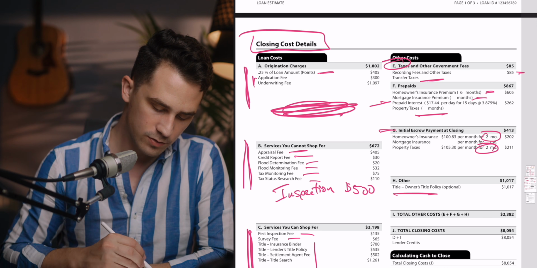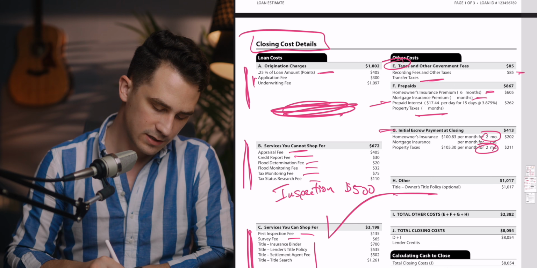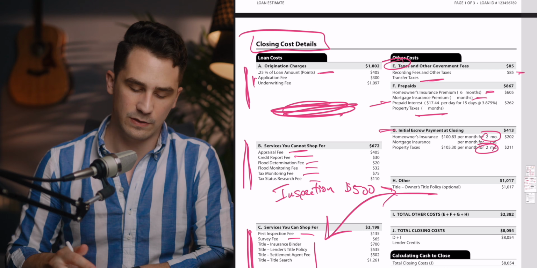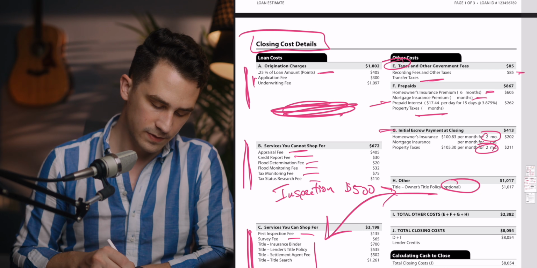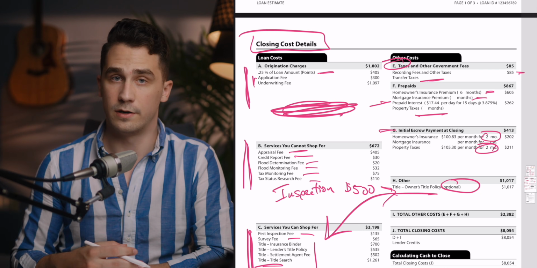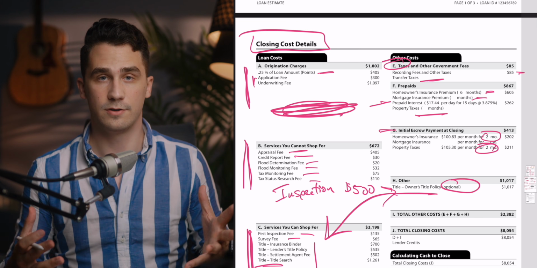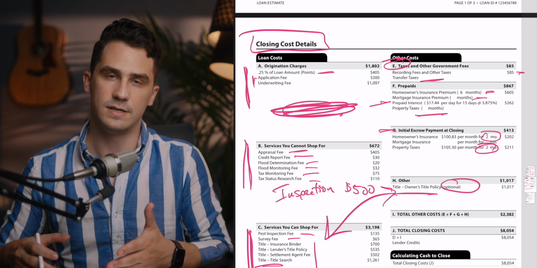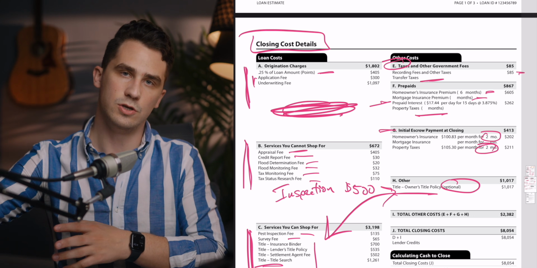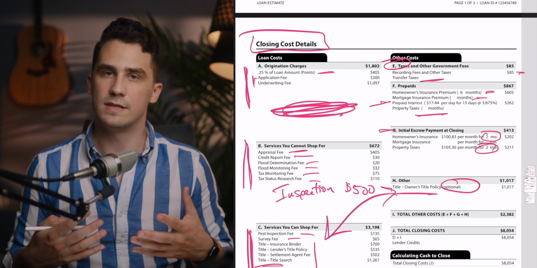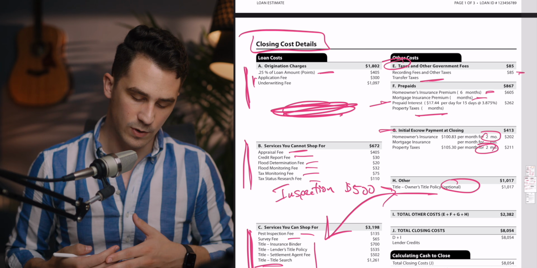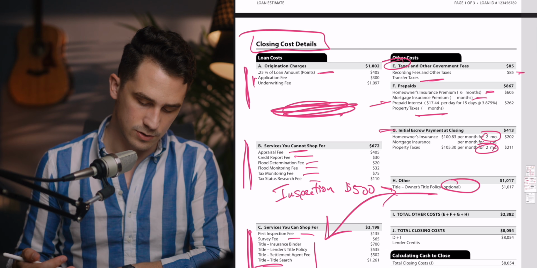Then you also have the owner's title policy. Now, this is part of title, but why is it in the other section? The reason why is because this is optional. All of these title fees are required on the loan. Every lender is going to require a title search. However, the owner's title policy is an extra protection that you can get to help you against any future title claims that come against the home. So that's why that's optional in another section here.